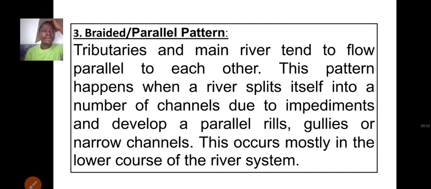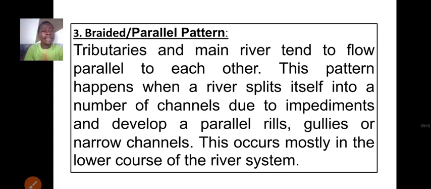Then we have the third one called the braided or the parallel pattern. In this type of drainage, the tributaries and main river tend to flow parallel to each other. This pattern happens when a river splits itself into a number of channels due to impediments or obstacles and develops parallel roads, gullies, and narrow channels.